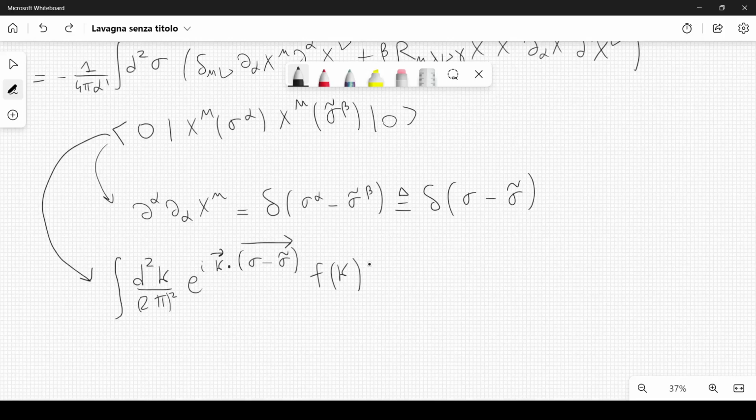So when you take these derivatives, you will get a factor of minus k squared, because you will have to take the derivative of the complex exponential. And in order to get a Dirac delta, because remember that the second derivative should be equal to the Dirac delta, we have to set f of k equal to minus 1 over k squared. And with k squared here, I mean the mode squared of this vector here, k1 and k2.